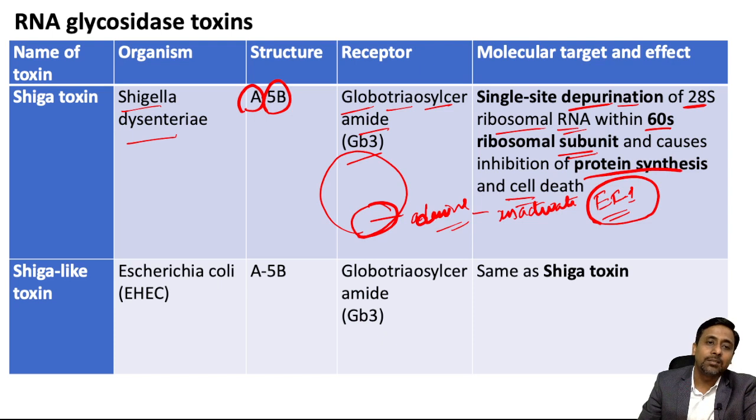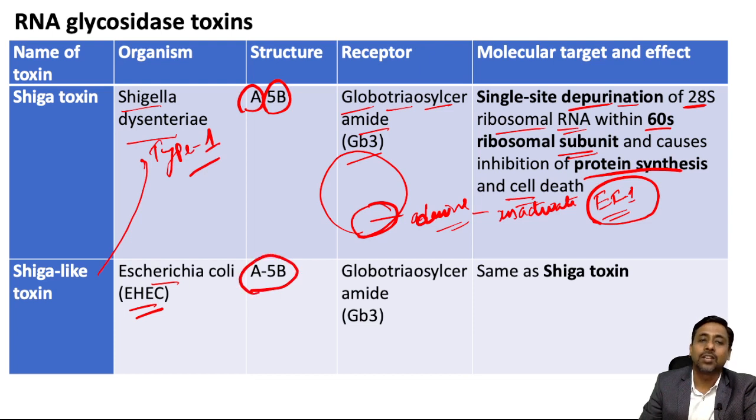Similar action is seen with the Shiga-like toxin produced by Escherichia coli, EHEC, and this Shiga-like toxin resembles the toxin produced by Shigella dysenteriae type 1. Its structure is again similar to that of Shiga toxin and cholera toxin and heat labile toxin, and the receptor is similar to that of Shiga toxin, that is Gb3, and also the mechanism.